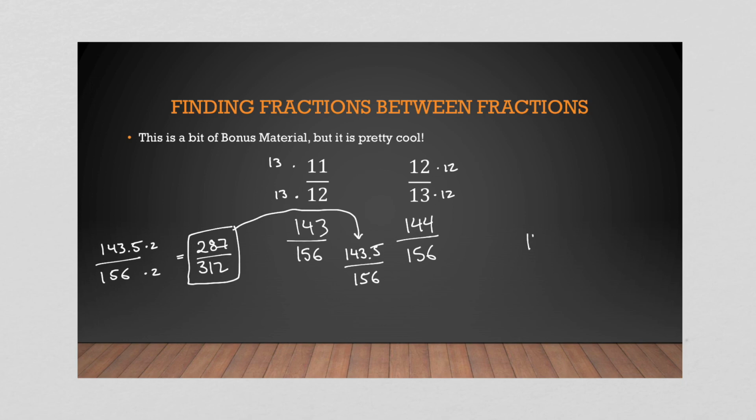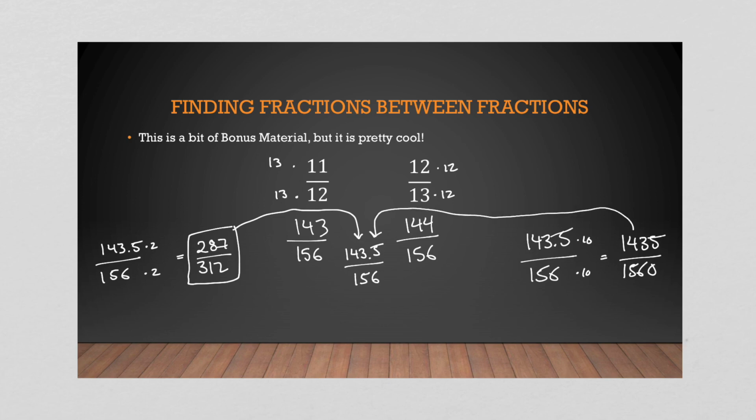You could also multiply this by anything to get rid of that 5. So you could multiply this by 10 and 10 because it's still an equivalent fraction. And you get 1560 and 1435. Just move the decimal over. This is exactly the same fraction as that fraction as well. So you can see you could find an infinite number of them.